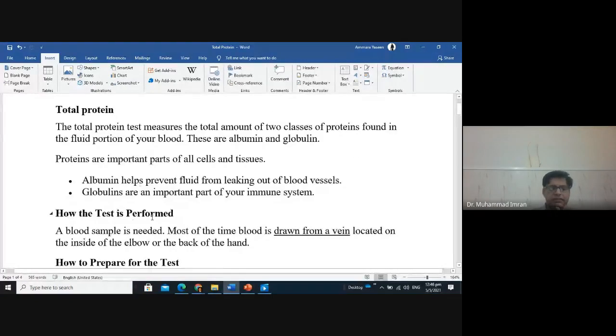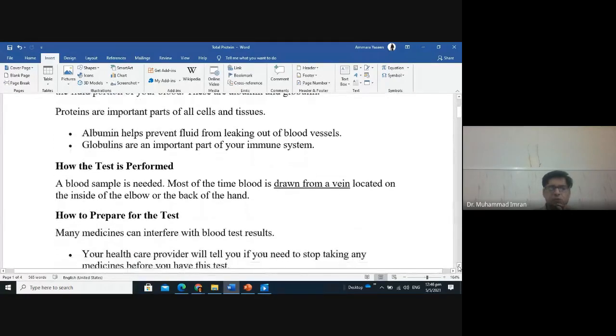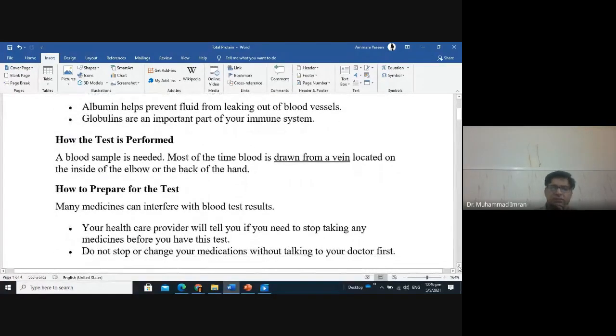How is the test performed? A blood sample is needed. Most of the time, blood is drawn from a vein located on the inside of the elbow or the back of the hand. So you have to withdraw blood from a vein located inside of the elbow or back of the hand.